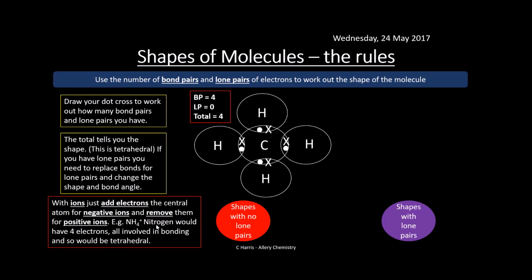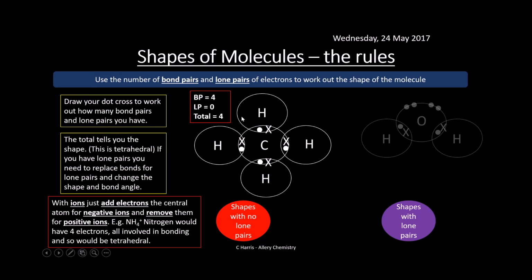Okay, so the total tells you the shape of the molecule. This one's tetrahedral, but I'll show you that later. If you have lone pairs, you need to replace the bond pairs with lone pairs. Then you change the shape and the bond angle, which we'll look at in a minute. You can see here that this one has 4 bond pairs, and there are no lone pairs on the central carbon atom. So bond pairs 4, lone pairs none. The total is 4, and it's this number that tells us what the shape is going to be.